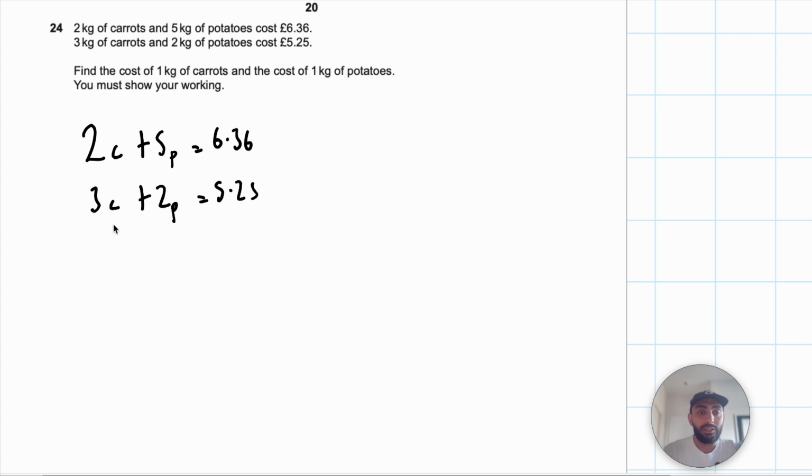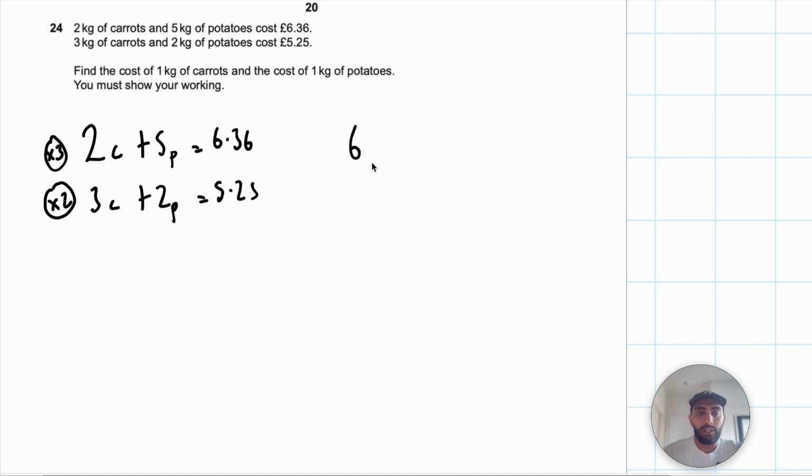We need to either make the C's the same or the P's the same. Because we've got smaller numbers with the C's, I'd rather make these the same. What number is the lowest common multiple of 2 and 3? That would be 6. So I want to multiply this top one by 3 to make that 6C, and I multiply the bottom one by 2 to make that also 6C. So we're multiplying all of this by 3.